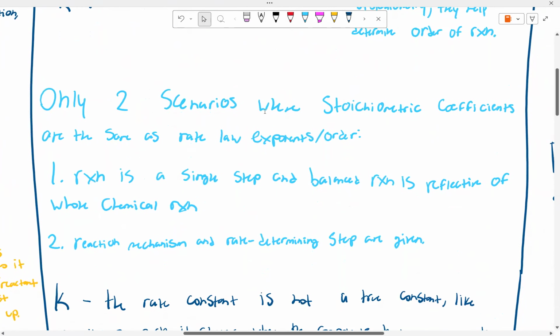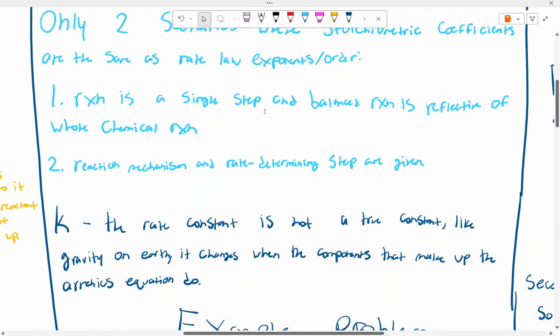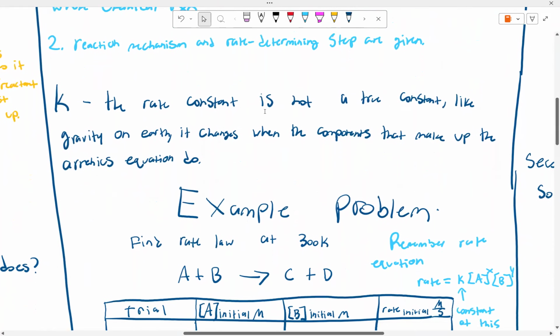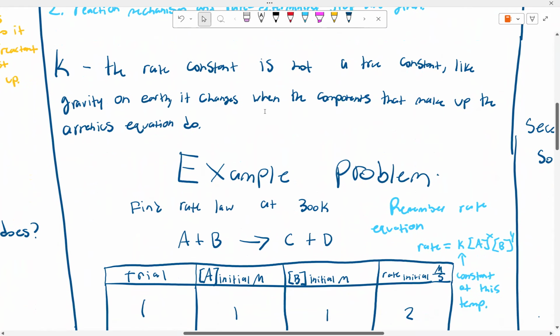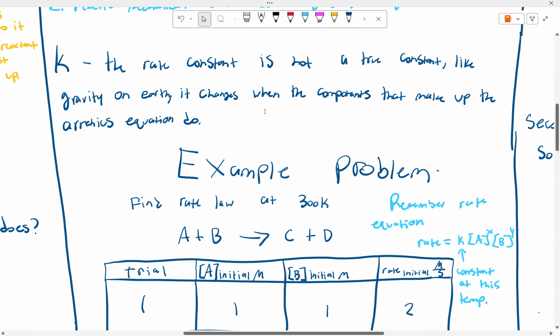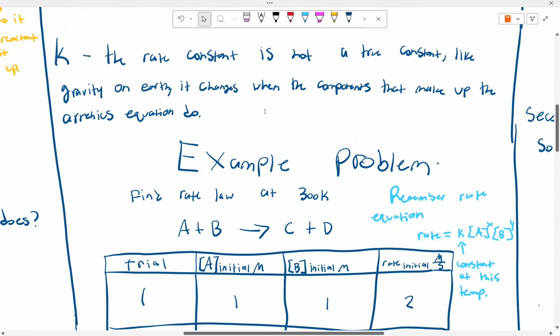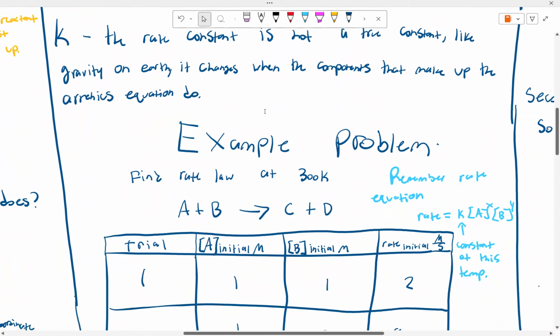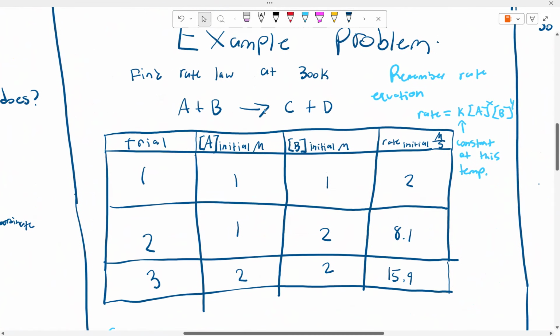There are only two scenarios where the stoichiometric coefficient is the same as the rate law exponents or order. The reaction is a single step, and the balanced reaction is reflective of the whole chemical reaction, or the reaction mechanism and rate determining step are given to you, so they're known. This will pretty much almost never happen, but it's nice to believe, I guess. So k, the rate constant, is not a true constant like gravity on Earth, where that is always 9.8 meters per second squared. It changes when the components that make up the Arrhenius equation do, which I said already. Sorry, I jumped the gun a little.